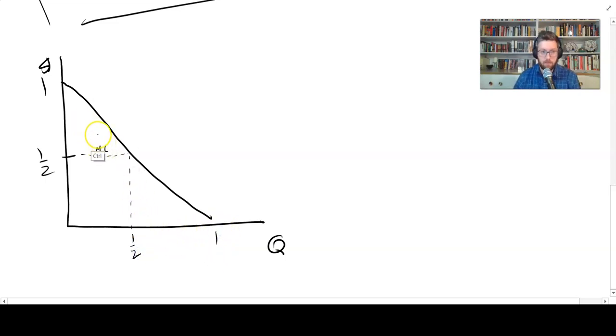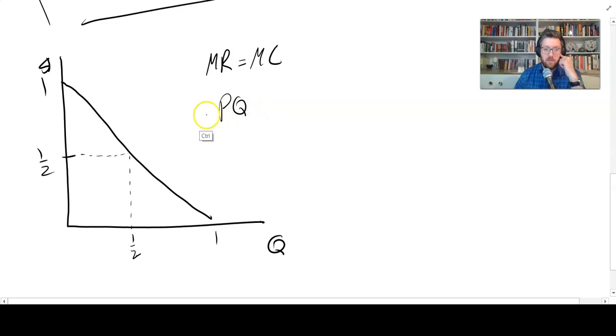So I'm going to erase this thing here. We're not going to set the quantity equal to 1/2. We've seen that the answer is actually 1/4. So how do we represent that graphically? Well, we need to find not price equal to marginal cost, but marginal revenue equal to marginal cost. And the marginal revenue curve is the derivative of PQ.